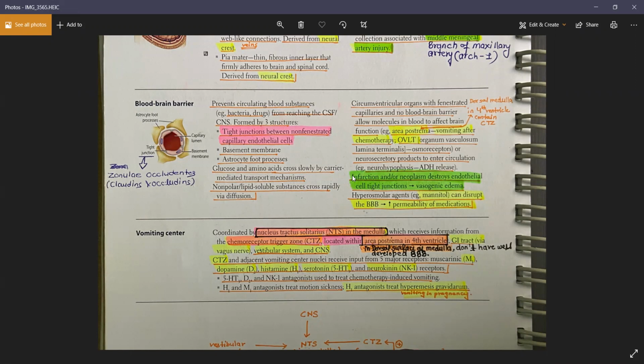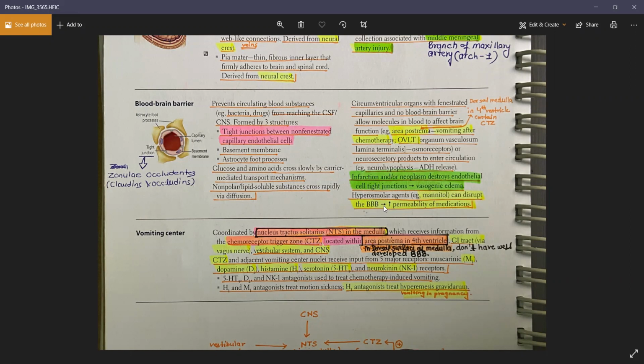Other areas include the pituitary. From the pituitary you will need to secrete the hormones in the blood, so the pituitary is also devoid of the blood-brain barrier, right? And that's all the areas: the area postrema, the OVLT. Whenever you give the patient a hyperosmolar agent like mannitol, it can disrupt the blood-brain barrier, and it will increase the permeability to other medications also.